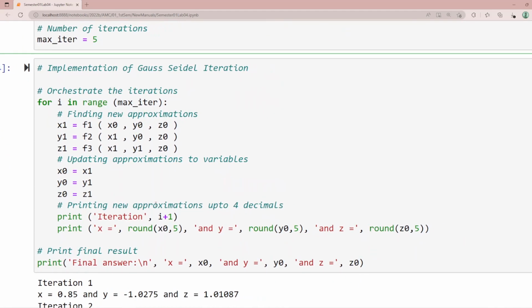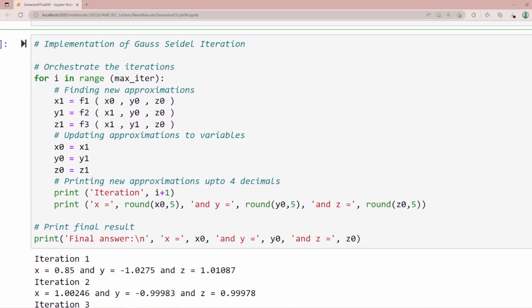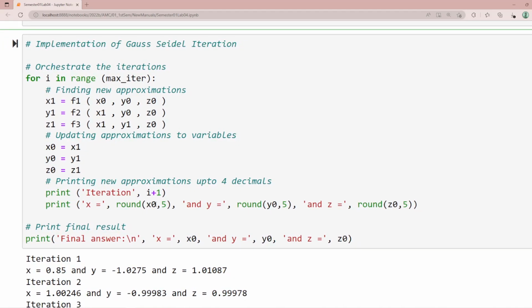Now let's orchestrate the iterations. Let's implement the Gauss Seidel method. So for i in range max iter, the value of max iter is 5, which means that this particular loop is going to run for 5 times. If the value of max iter is different from 5, this loop would execute that many times.